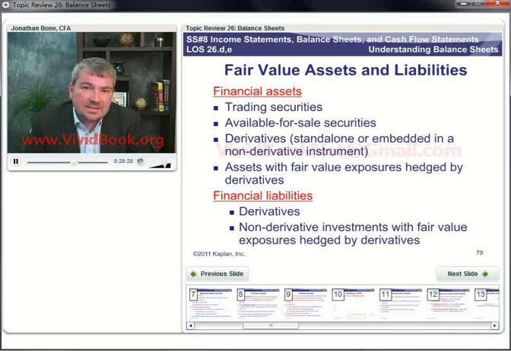Financial liabilities that are going to be recorded at fair value, again, are going to be derivatives, and also any non-derivative liability that is being hedged by a derivative. Again, same logic here. The liability's value, any gain or loss in the liability, is meant to be matched by a gain or loss in the derivative. Make a loss on the liability, make a gain on the derivative, and vice versa. So you record the derivative at fair value, you record the liability that's being hedged at fair value.